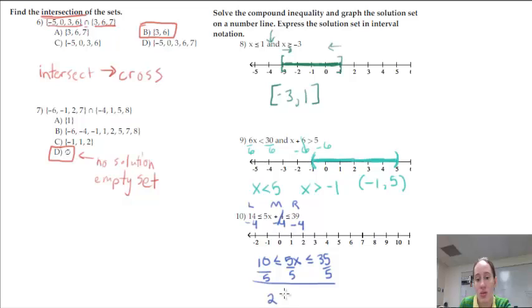So that gives me 2 is less than or equal to x, which is less than or equal to 7. So we're going to shade between 2 and 7. That's what this notation means, to shade between 2 and 7. They're both equal to, so we get brackets between 2 and 7. Okay, and then our interval notation here is [2, 7] with brackets, because we're saying we have to be between 2 and 7.